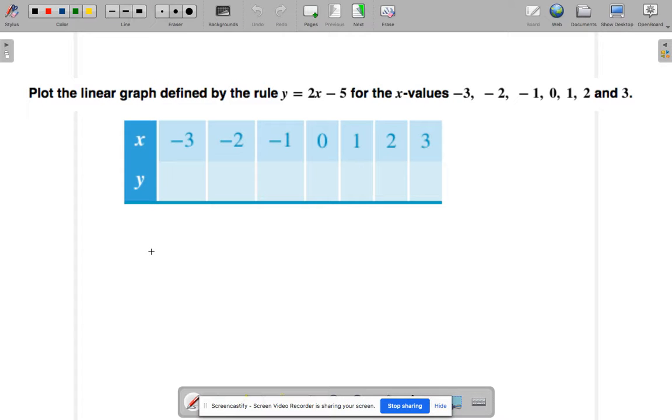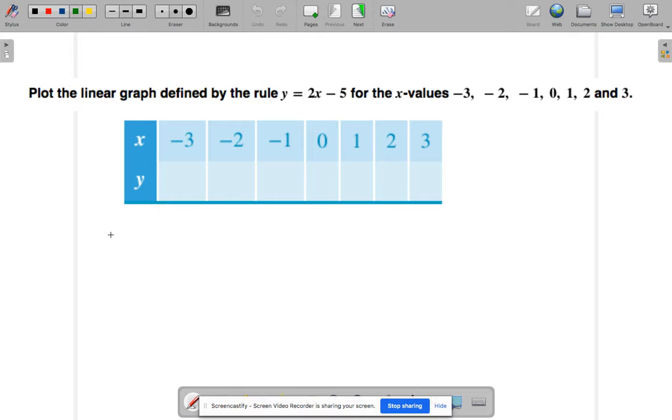In this video, I'm going to show you how to draw a linear graph by substituting x values into an equation to generate y values. Okay, so here we've got a rule. It's sometimes called a linear equation: y equals 2x minus 5. And what it's saying is I get y from multiplying 2 by the x value and subtracting 5. So I can go through these x values one by one and generate y values.